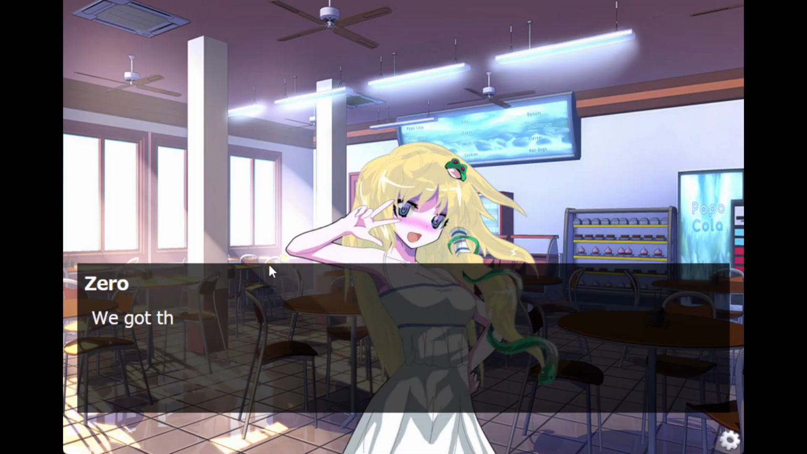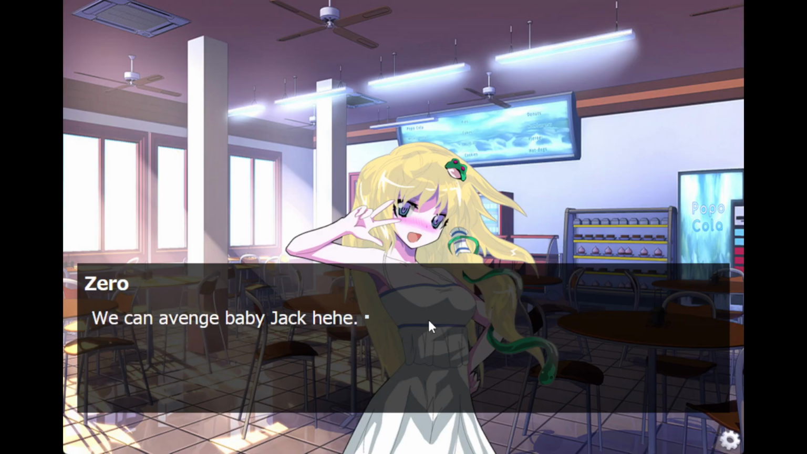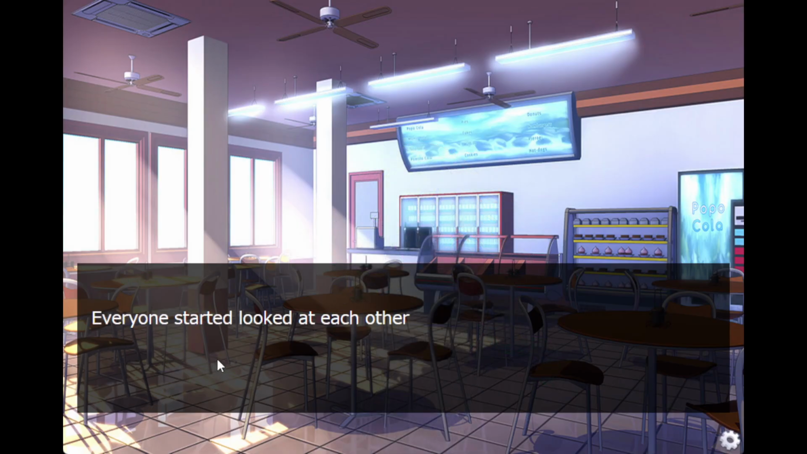Miraltron is right. We can do this, guys. We got the special rules now, right? Let's try CC's strategy from yesterday. If the people with special roles identify themselves, then we can reveal 3 people just like that. We can avenge baby Jack. Everyone started looking at each other all of a sudden.